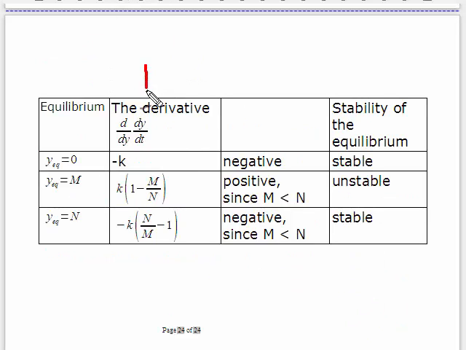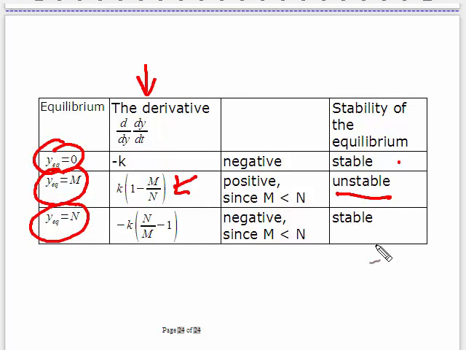Okay, so here's the derivative evaluated at y equals 0. It turns out to be negative. If it's negative, then the stability of the equilibrium is stable. Here we evaluated at m, remembering that m is less than n. Here's what we get here. It turns out to be positive, so this is an unstable node. And now we evaluated at n, find out it's negative, so it's stable. So those are the three tests.